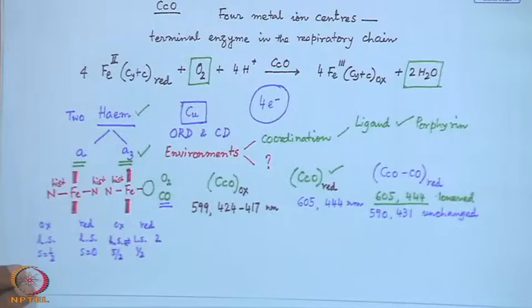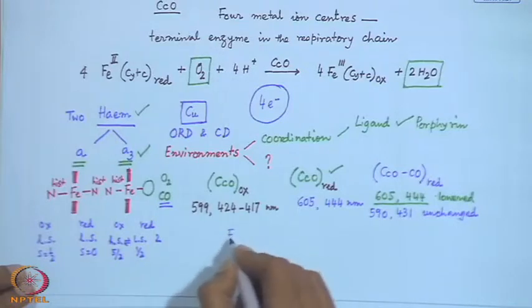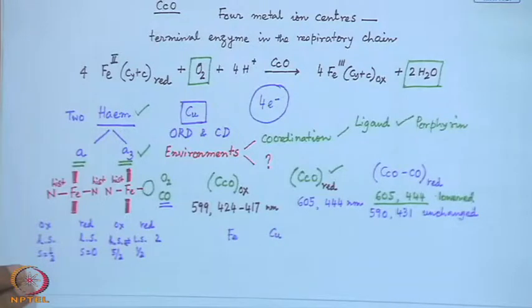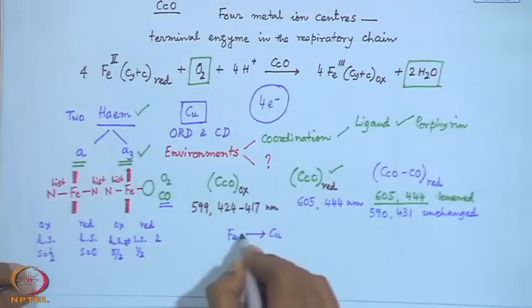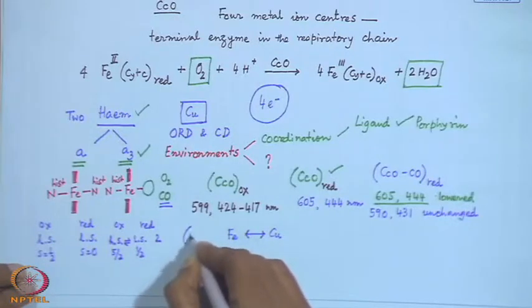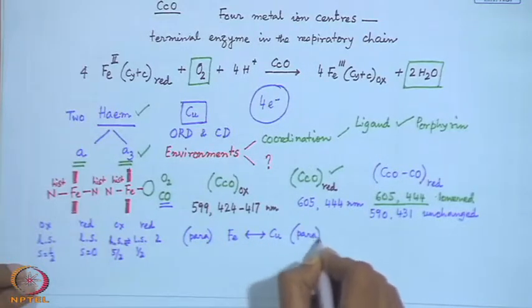So, if you have the iron sites and the copper site, both of them can be in the oxidized form as well as in the reduced form, and sometimes we find that they are interacting with each other. One of the sites is paramagnetic in nature, and the other is also paramagnetic in nature.